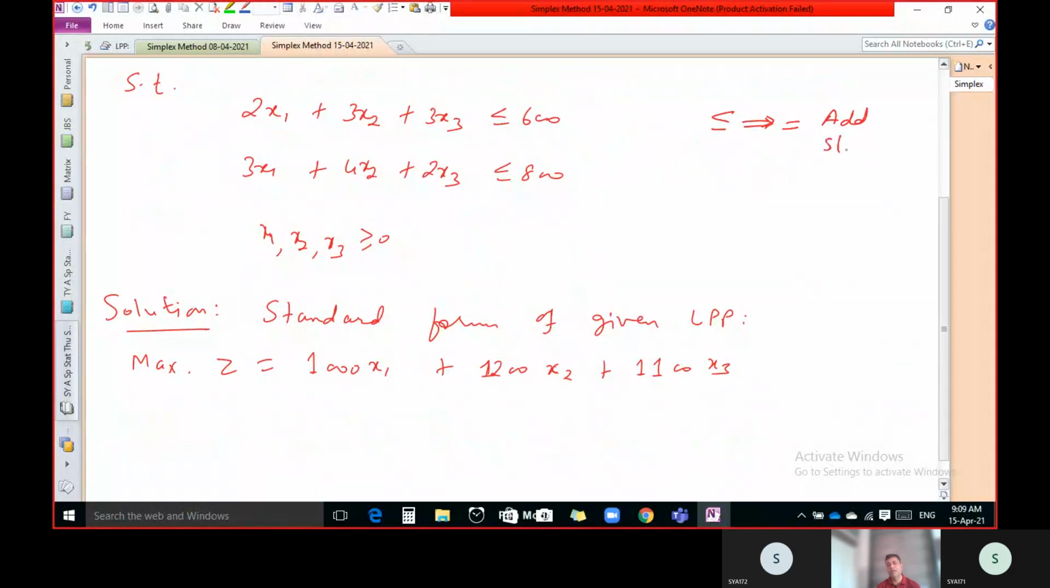Add slack variable. By adding slack variable, we have to convert this less than or equal to sign into equal to sign. If there is a greater than or equal to sign, convert this greater than or equal to sign into equal to sign by subtracting surplus variable. And here, when there is a greater than or equal to sign, we have to add artificial variable.